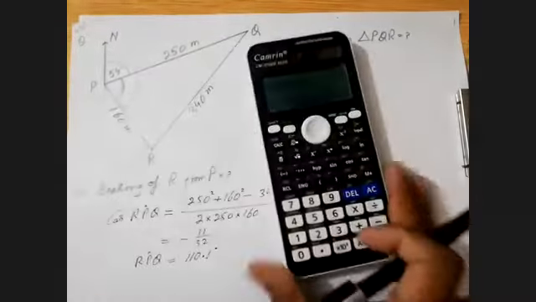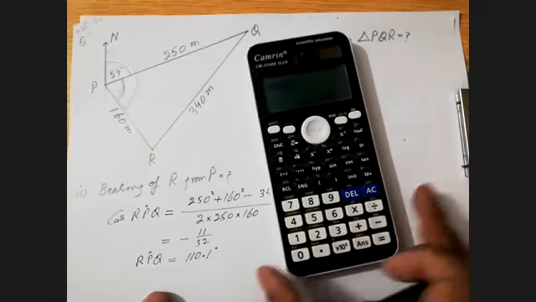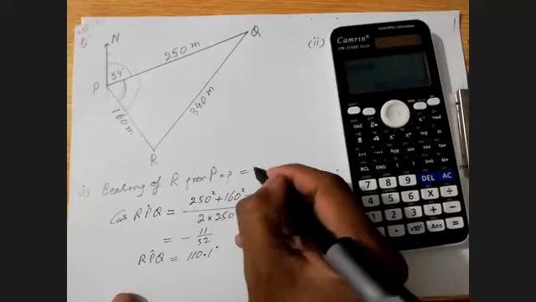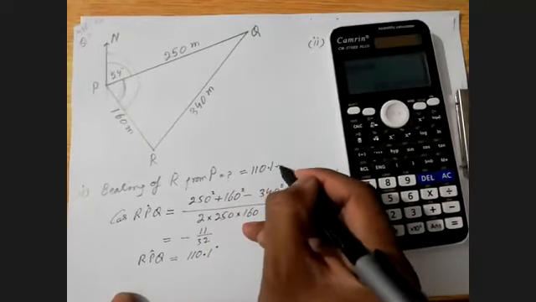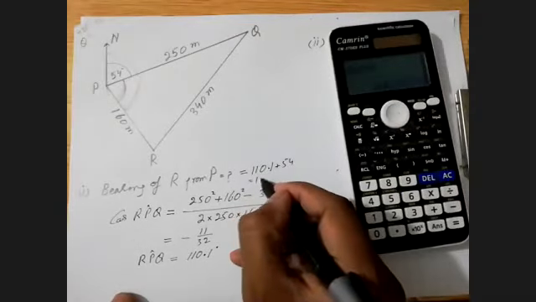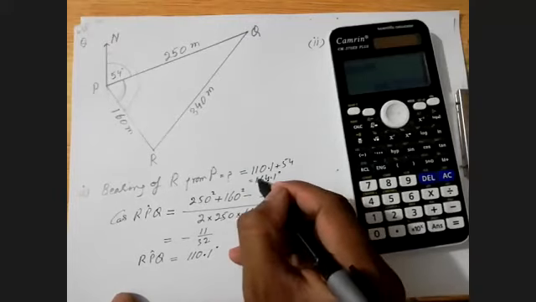So the bearing will be 110.1 plus 54, which gives you 164.1 degrees. This is the bearing.